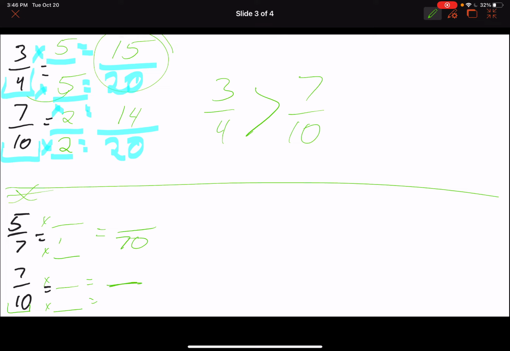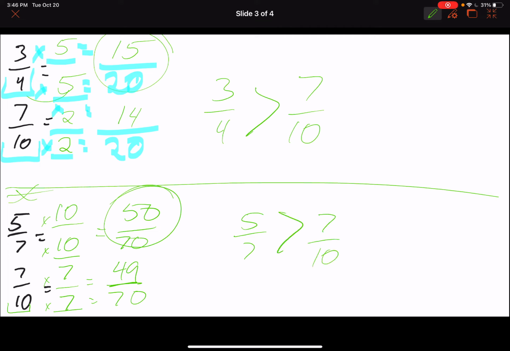And so I know I'm multiplying here by 10 and I'm multiplying there by 7, which means I'm also multiplying here by 10 and here by 7. So the numerators get multiplied by the same thing as the denominators. So 5 times 10 is 50. And then I have 7 times 10 is 70. And 7 times 7 is 49. Okay. Now I know that this 50/70ths is a larger number.